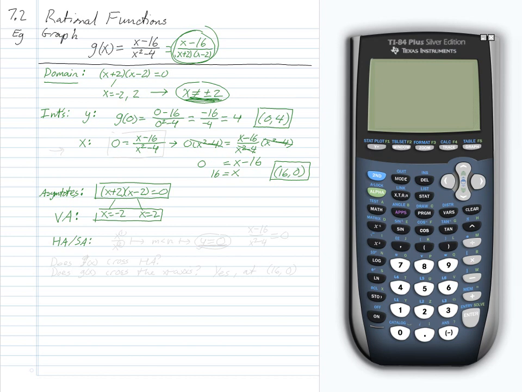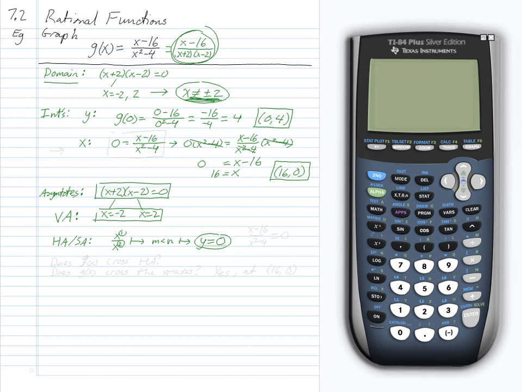Now my function has a numerator of degree 1 and a denominator of degree 2. So this is that first case that we saw where the degree of the numerator is less than the degree of the denominator, and so our horizontal asymptote is just going to be the x-axis. This is the nice one. If that degree on the top is less than the degree on the bottom, we don't have to do any work.